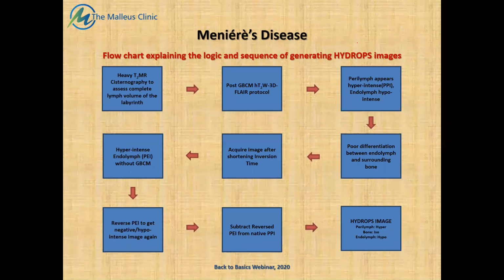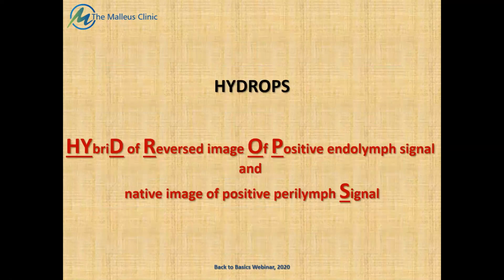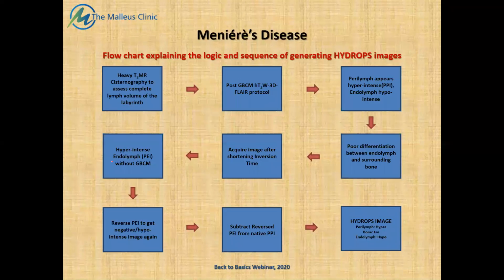So how would you mark your endolymphatic cavity? How would you come to the conclusion of less than 30%, more than 30%, less than 50%, and so forth? There is very poor differentiation between the endolymph and the surrounding bone. So another series of images is acquired after shortening the inversion time, which leads to the endolymph becoming hyperintense. It's called a positive endolymph image, as mentioned in the acronym, and this finally helps us separate the endolymph compartment from the surrounding bone.